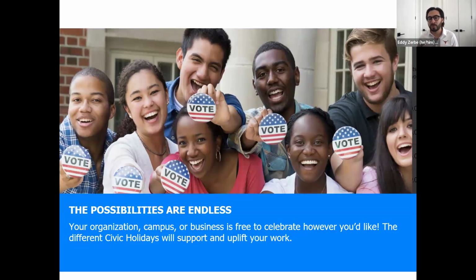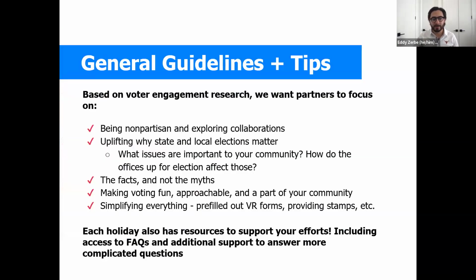So what we really try to do is just provide you all with the resources to support your work, make it really easy to engage in these holidays and make things really fun and engaging for the communities you work with. And ultimately ensure that we're reaching as many voters as possible to make sure they're participating confidently in our elections this year. If you want to go to the next slide.